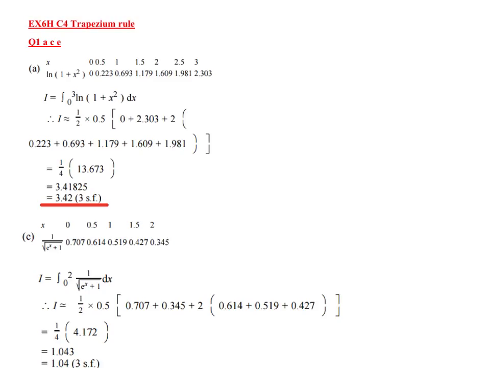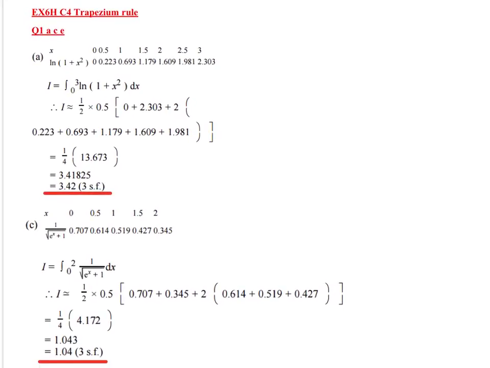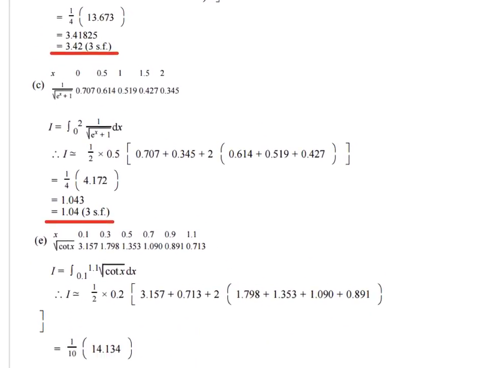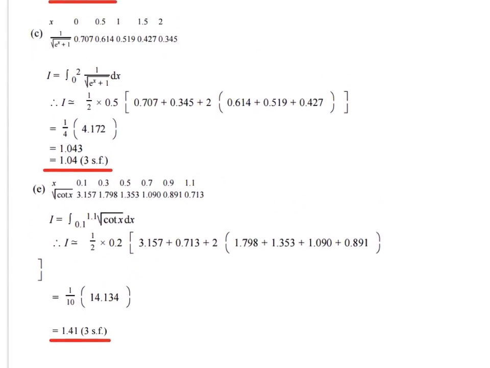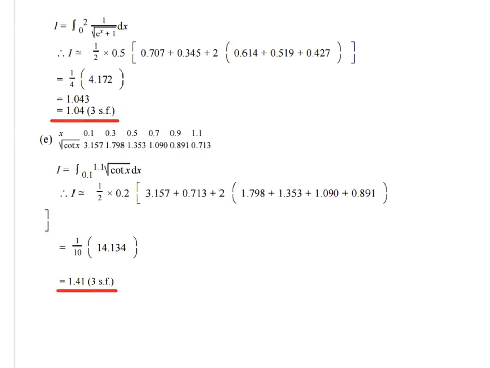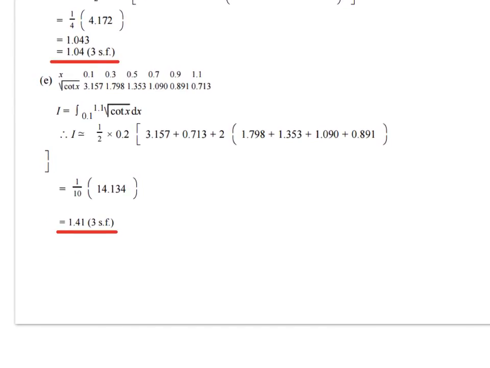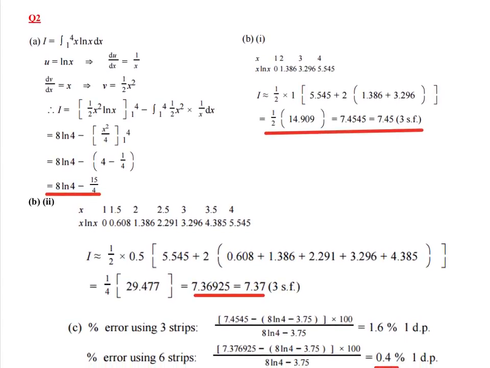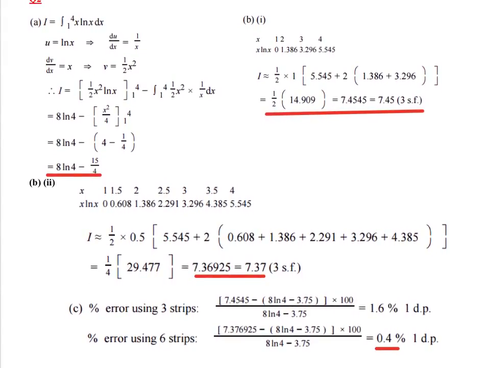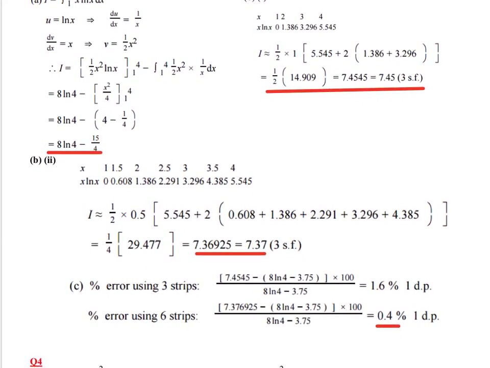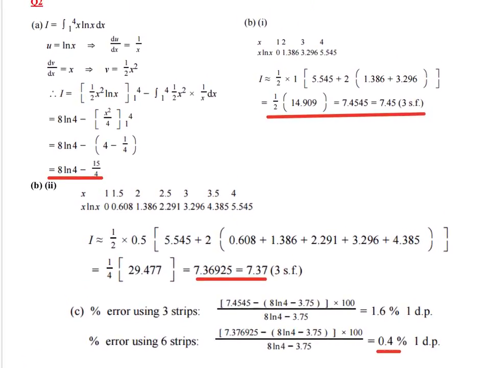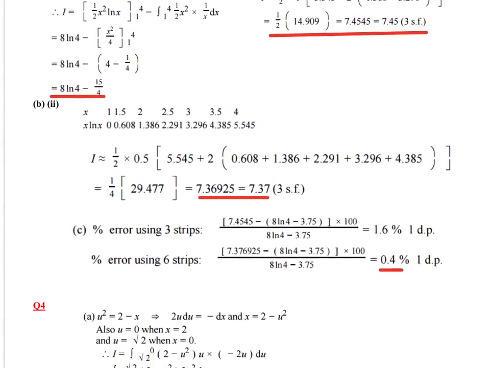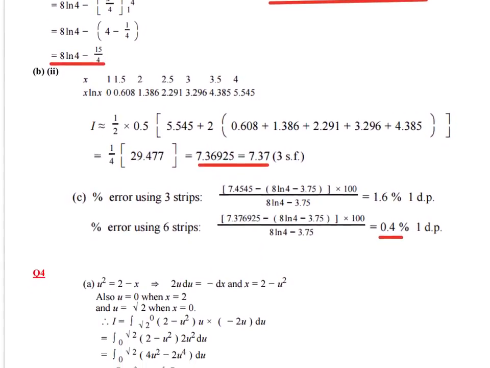Welcome back. Here are the answers. So A, C and E. Then we go on to the next question, question 2. We have to do integration by parts on that one. So we're working out the exact area by parts, and then finding the percentage error, just like in the example.